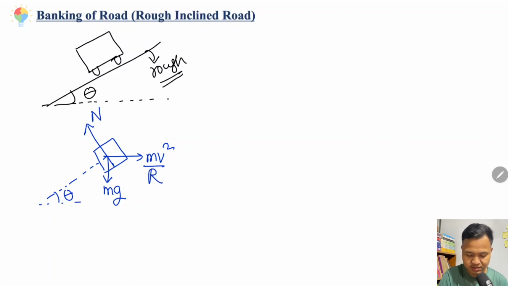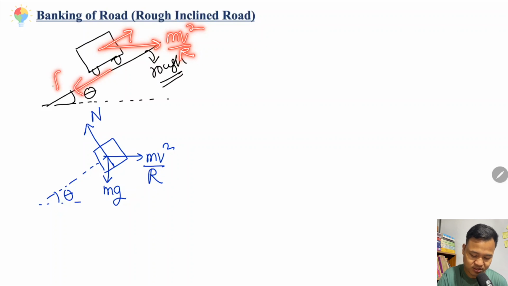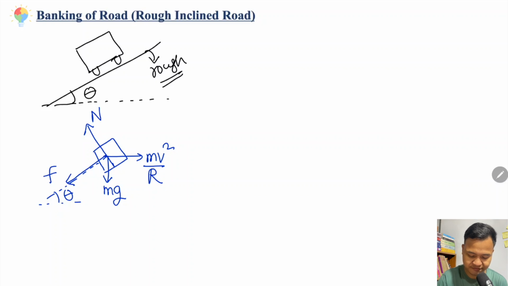Now friction will also act. So the car will try to slide upward. So to prevent this, friction has to act downwards. This is F. Okay.